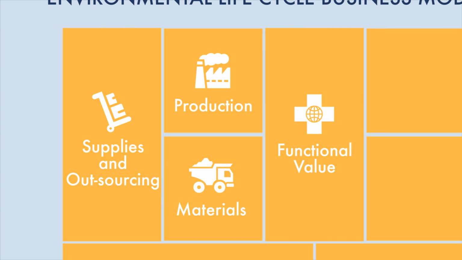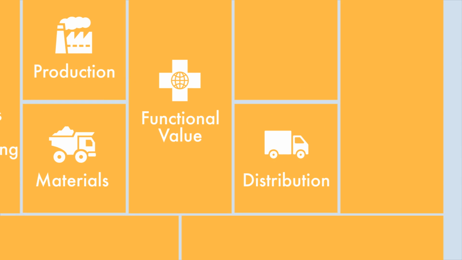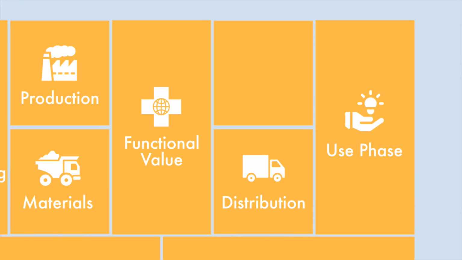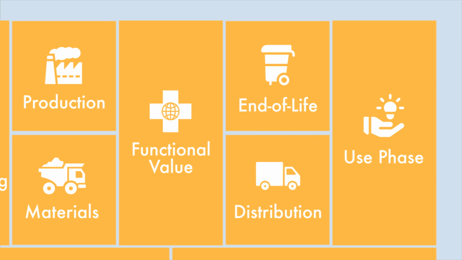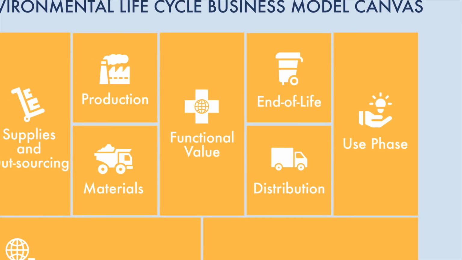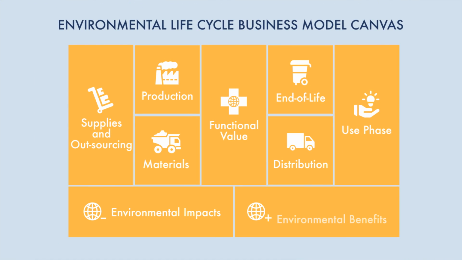Supplies and outsourcing represent all the other various material and production activities that are necessary for the functional value, but not considered core to the organization. Distribution includes the delivery mode of the output of F&B services, and other logistic issues. Use phase covers clients' input in using the F&B service, including maintenance and energy requirements. End of life is when the client discontinues using the functional value. It should explore symbiotic business ideas. At the bottom of the canvas, environmental impacts and benefits of our business model are reported.